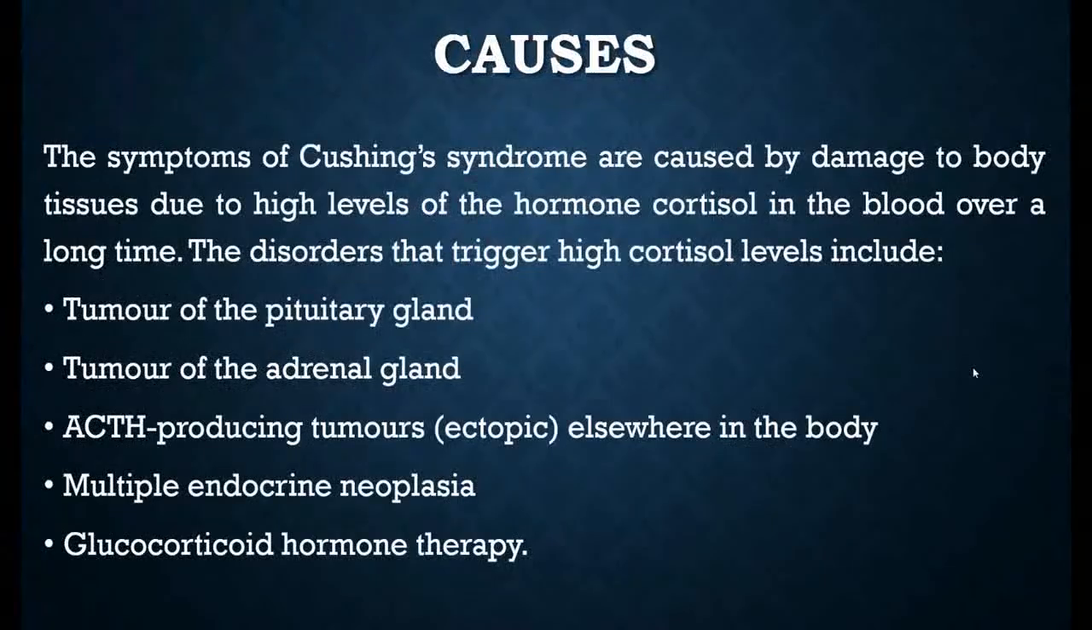Now the causes. The symptoms of Cushing syndrome are caused by damage to the body tissues, and that is because of high levels of cortisol. The disorders that trigger high cortisol levels include tumor of the pituitary gland, tumor of the adrenal gland, ACTH tumors or ectopic problems, multiple endocrine neoplasia, or glucocorticoid hormone therapy.